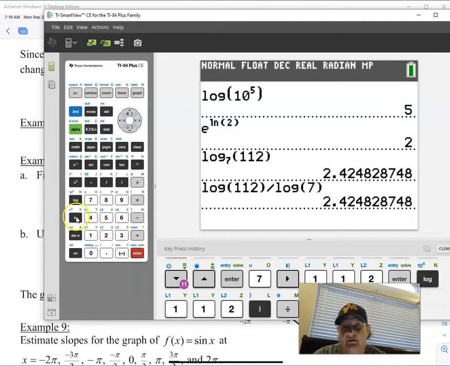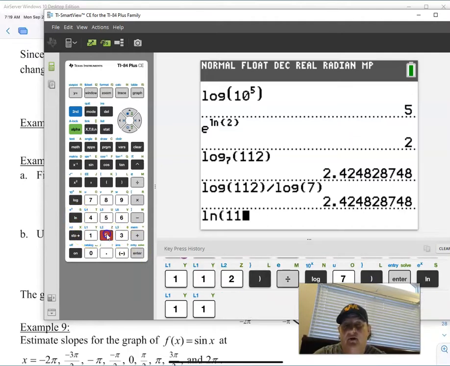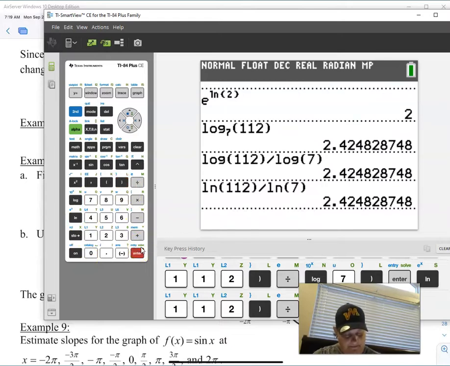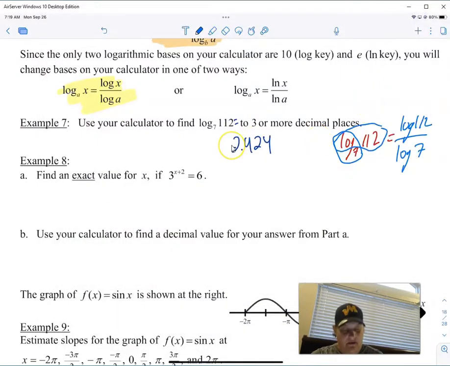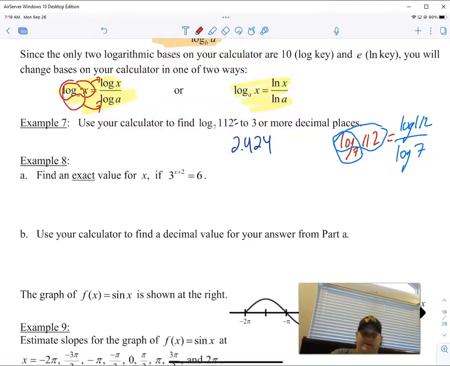And I could change it to any base I want. So, for example, I could do ln of 112 divided by ln of 7. Okay? Alright, so that's how that part works. Yeah, so basically, you can change this by taking log of whatever onto the top, and then log of that, and separating it and making it two separate logs.